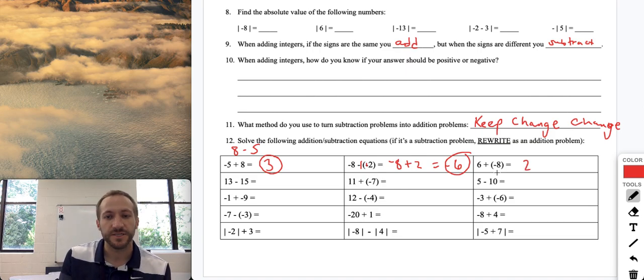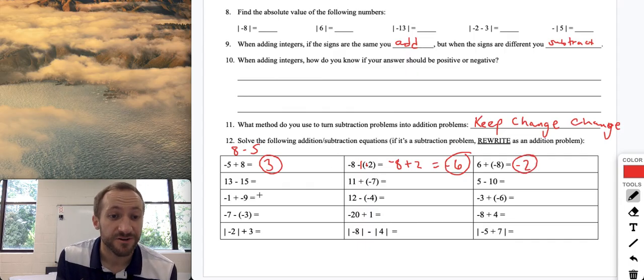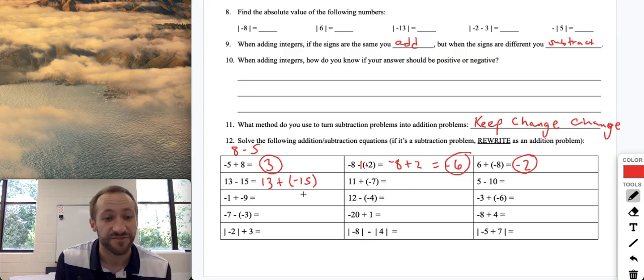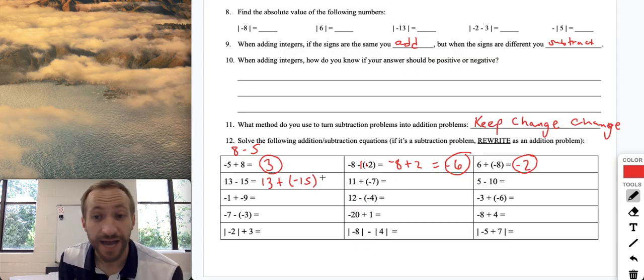Well, the bigger number here is negative, so I'm going to keep my answer negative, negative 2. Let's look at the next one, 13 minus 15, another subtraction problem. I'm going to keep the first number the same, change subtraction to addition, and change the sign of the following number. So 13 plus negative 15. Now I can use my addition rules.